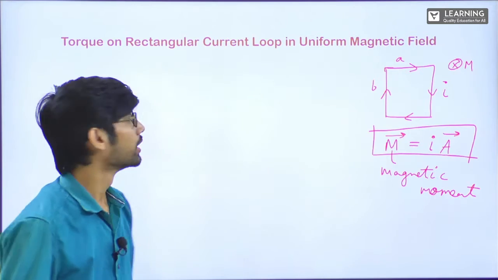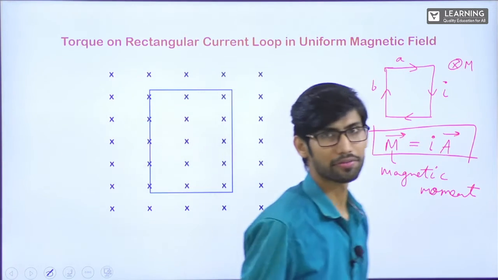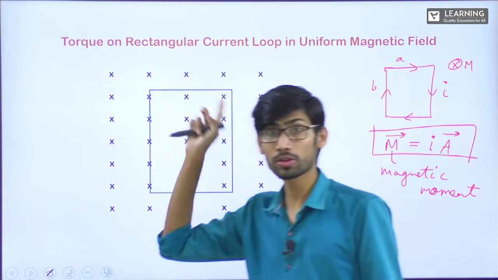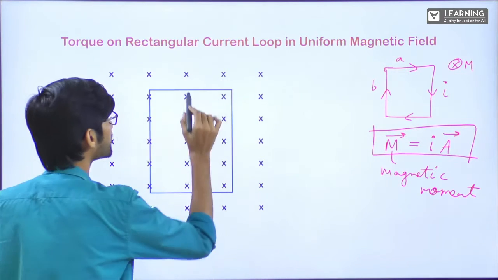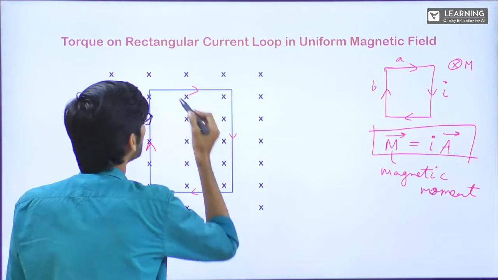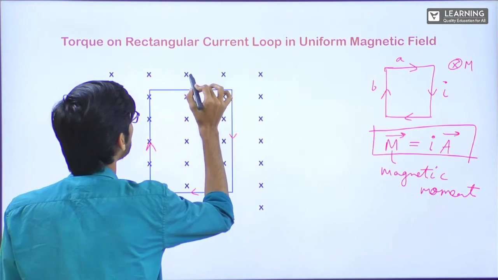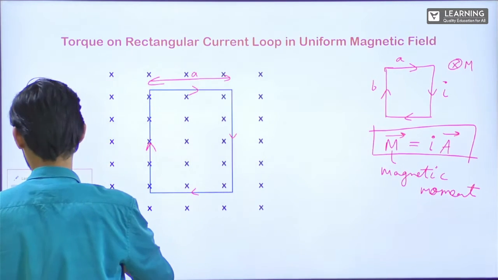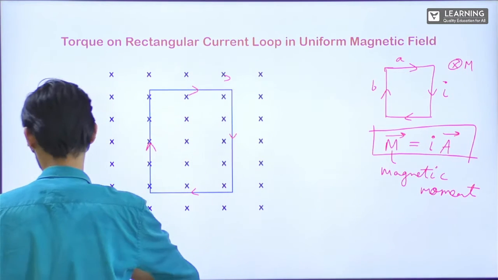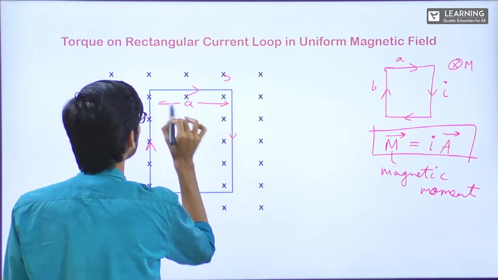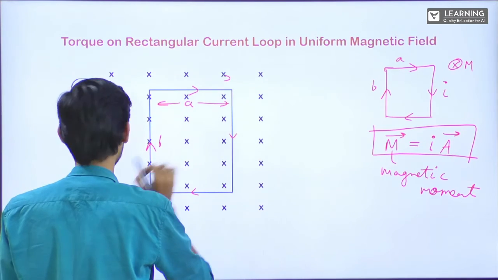Now let's see, there is a magnetic field. In this magnetic field, there is a rectangular loop. Now this is a current carrying loop. So let's say the current is flowing like this. This side, let's say, is A. This side, let's say it is A. This side, let's say it is B.